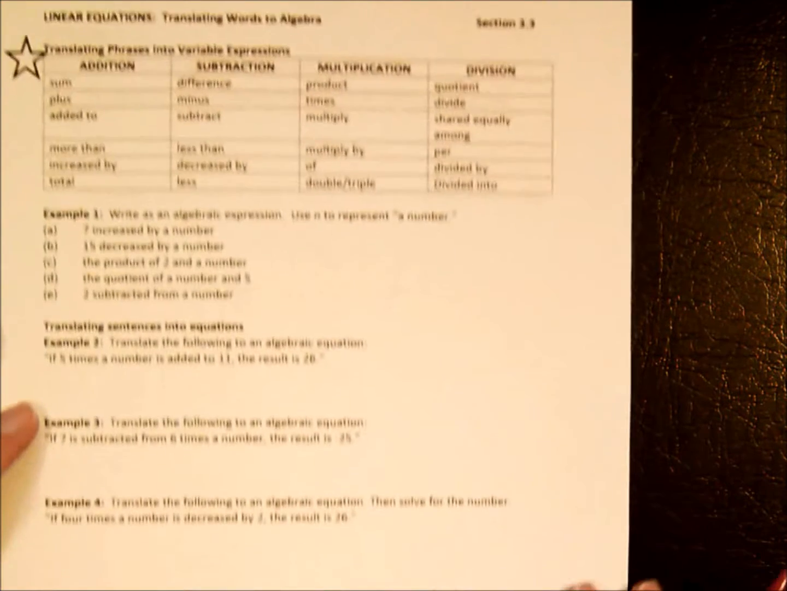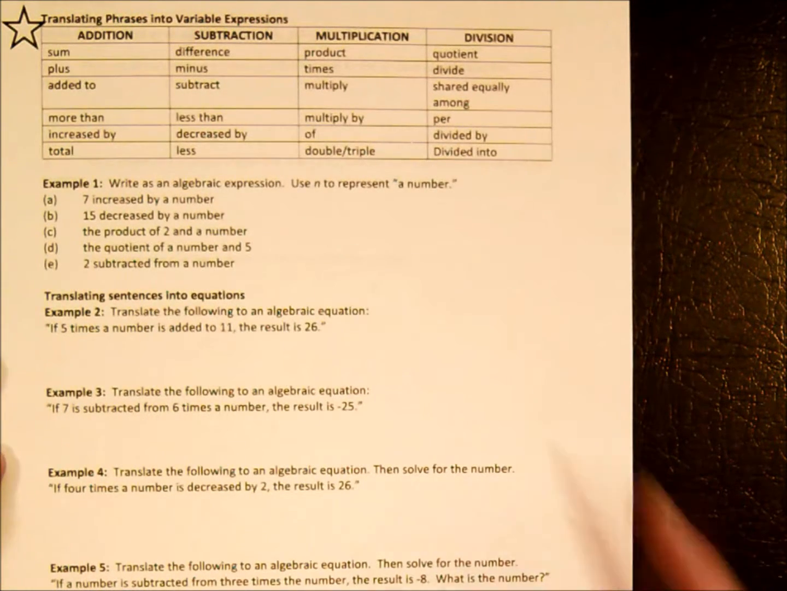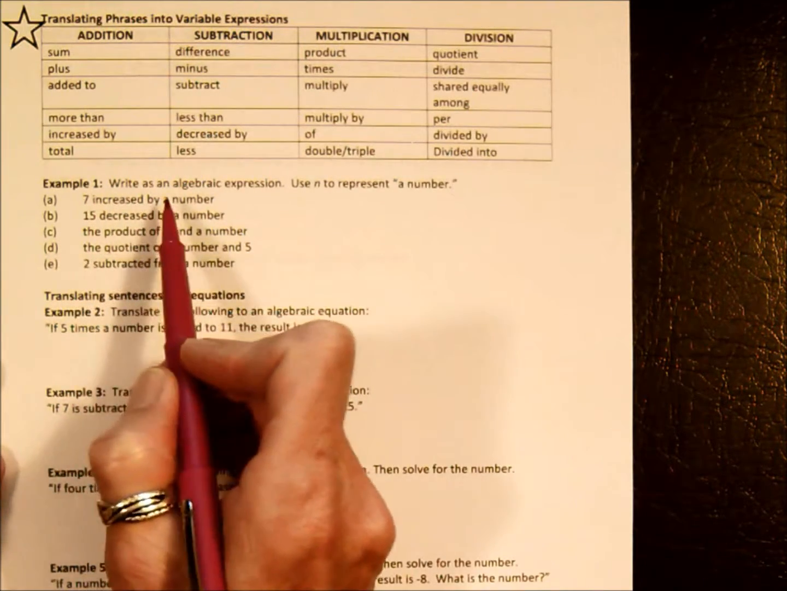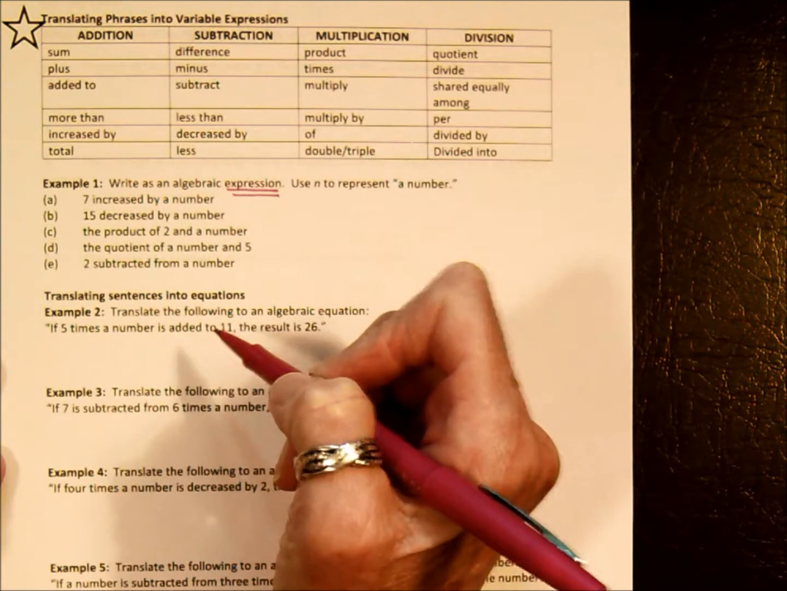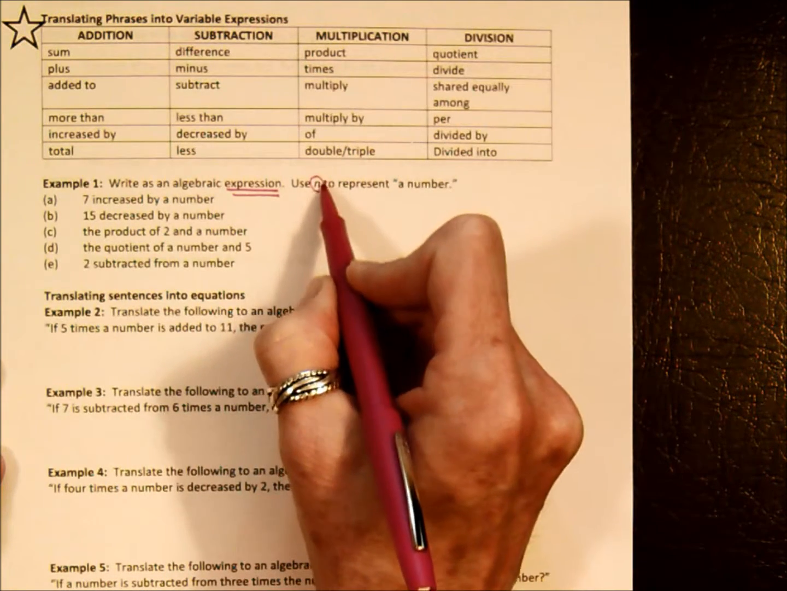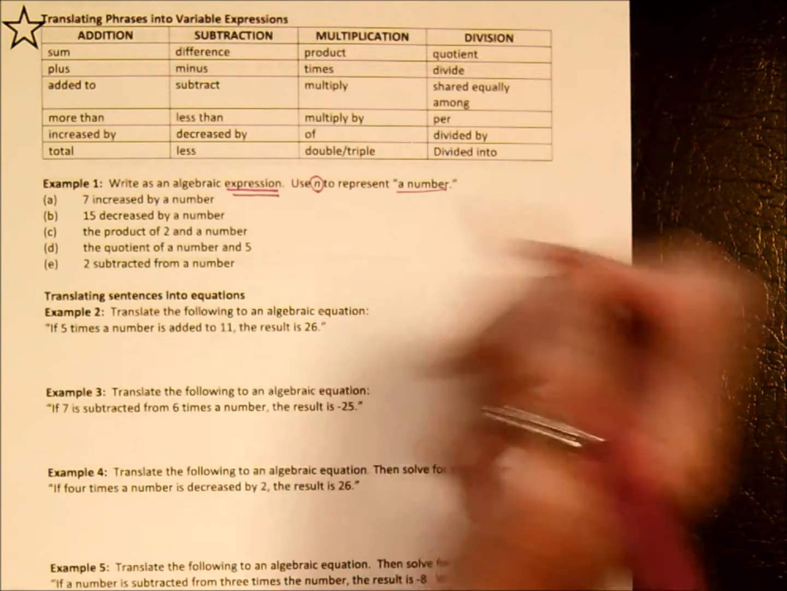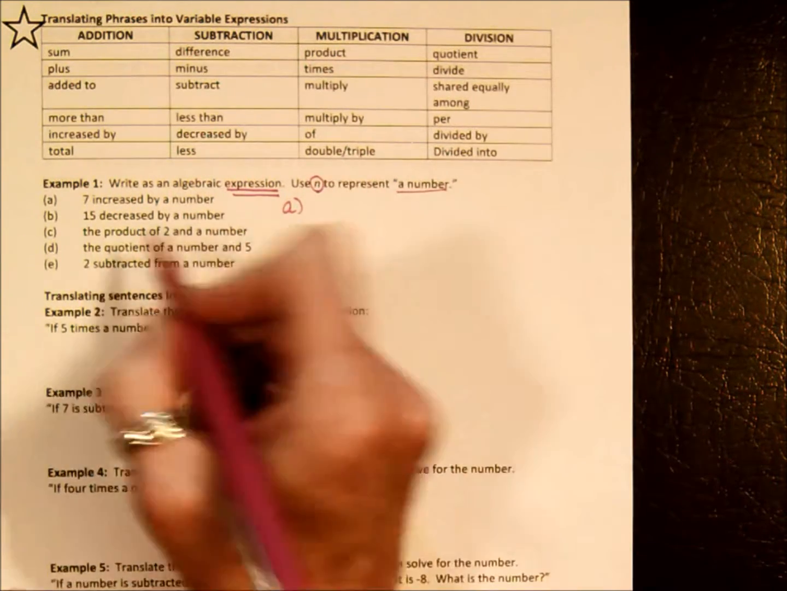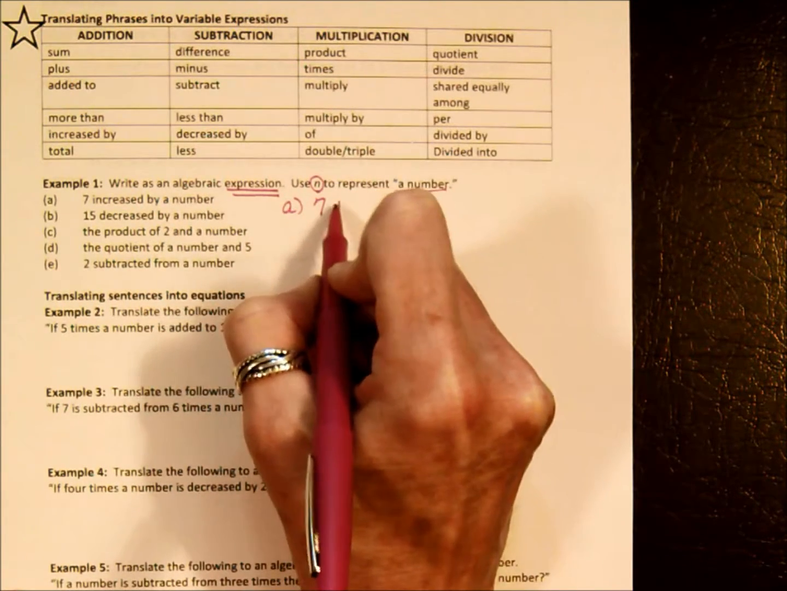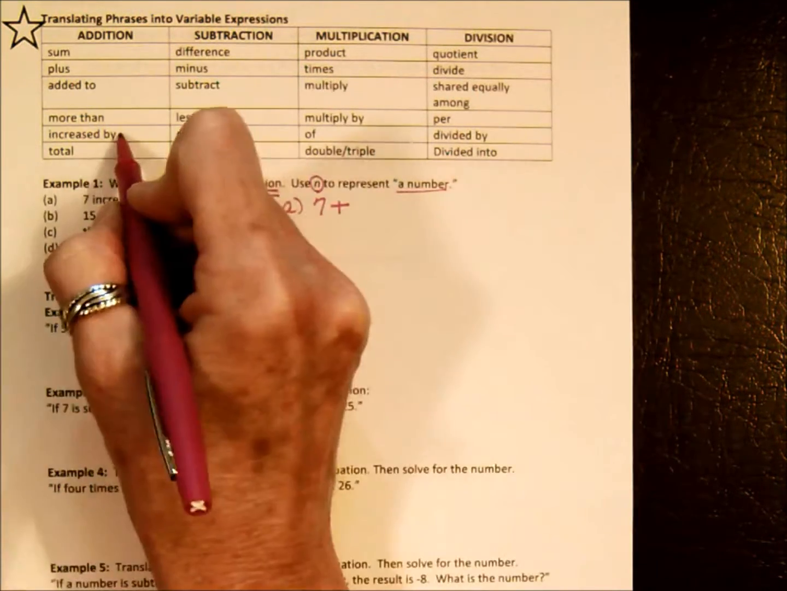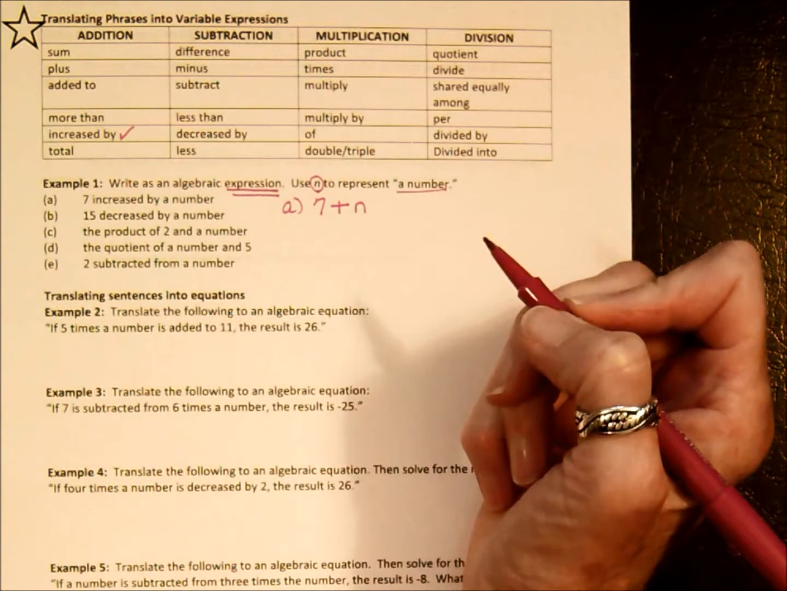So let's use that to decode these 5 examples. So example 1 says write an algebraic expression, meaning there will be no equal sign. And we're going to use the variable n to represent the words a number. So part A says 7 increased by a number. So it's 7 increased by, right here, is an add word, and then a number is n. So it's just 7 plus n.